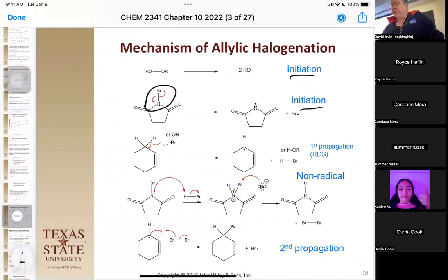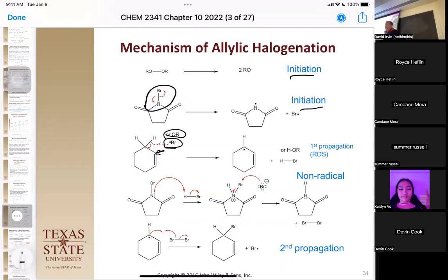The next thing that has to happen is a hydrogen abstraction. Our bromine radical or the OR radical abstracts a hydrogen at the allylic position. Remember, we don't want to abstract the hydrogen at this position because it would make a vinyl radical, which would be unstable. It turns out the energy to do the hydrogen abstraction is low enough that we prefer to do that to form the more stable allylic radical.